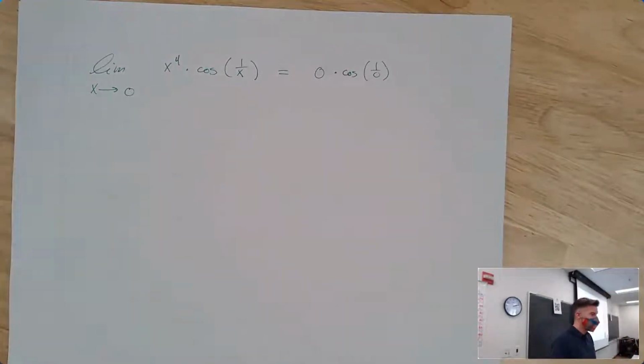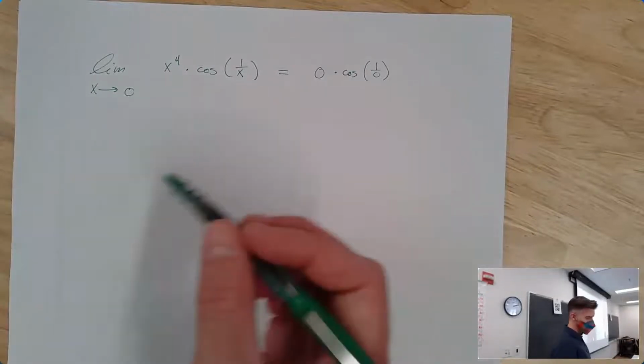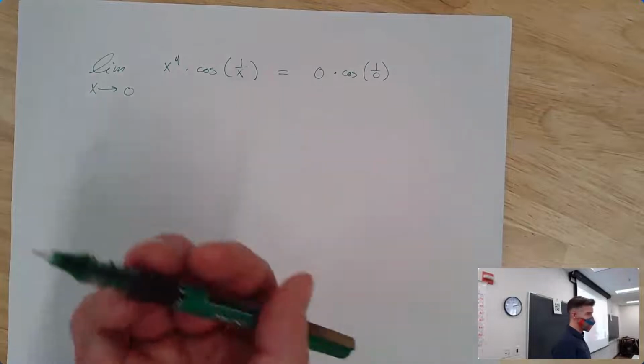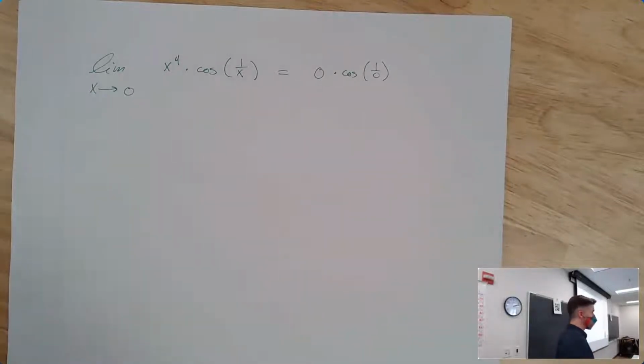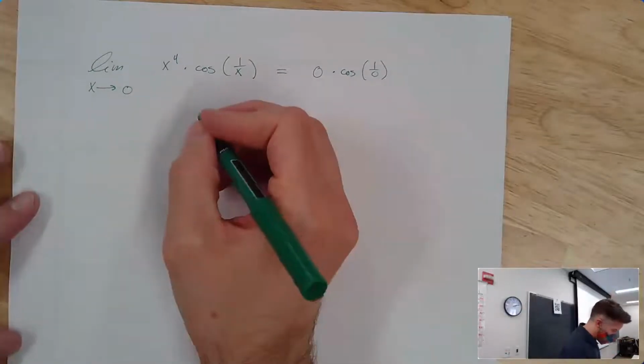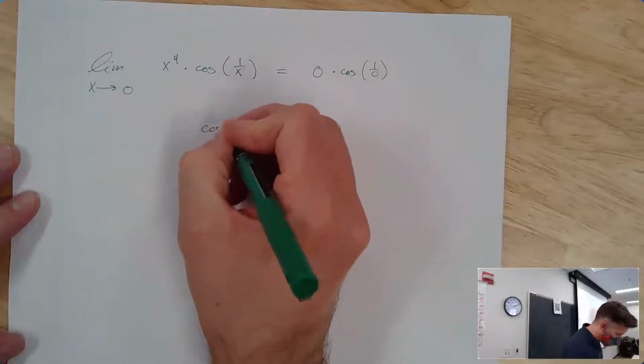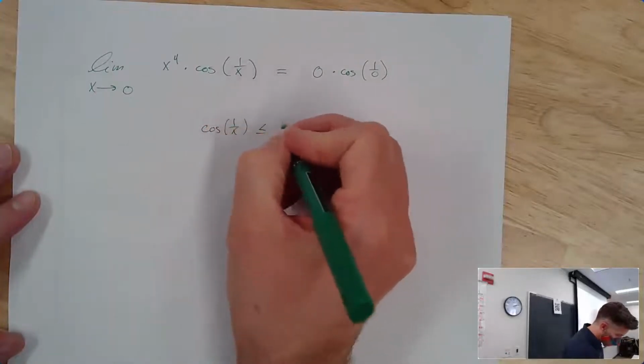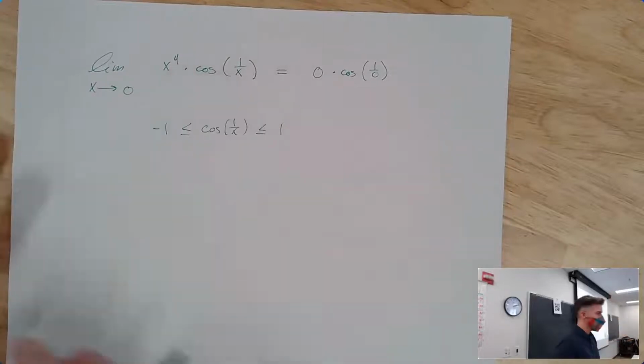So what do we do? Well, typically, when I see sine or cosine of something bonkers that's not well defined, I usually think about using the squeeze theorem. Because I know that cosine of 1 over x oscillates an infinite number of times as you get closer and closer to 0. But what I do know is it oscillates between positive 1 and negative 1. Always true. Cosine of whatever is always between negative 1 and 1.